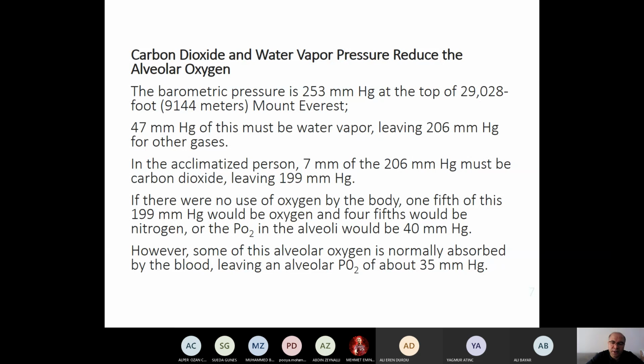If there were no use of oxygen by the body, 1/5 of this would be oxygen, 4/5 would be nitrogen, so the oxygen in the alveoli would be around 40 millimeter mercury. However, some of this alveolar oxygen is normally absorbed by the blood, leaving the alveolar oxygen about 35 millimeter mercury in Mount Everest, 9,000 meters high.